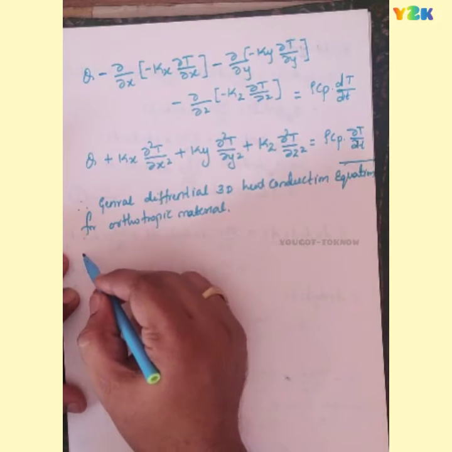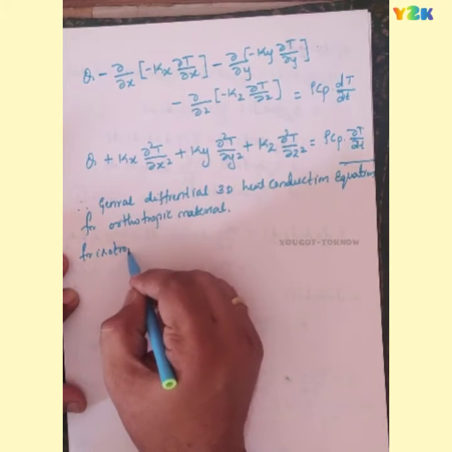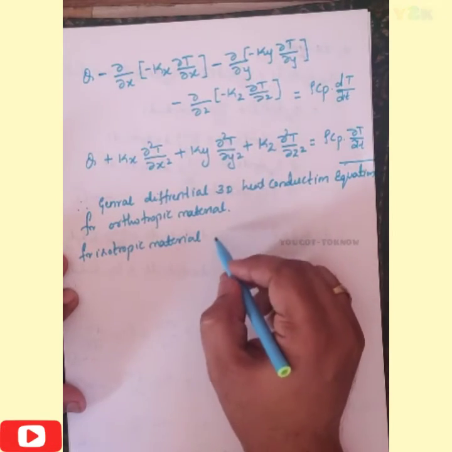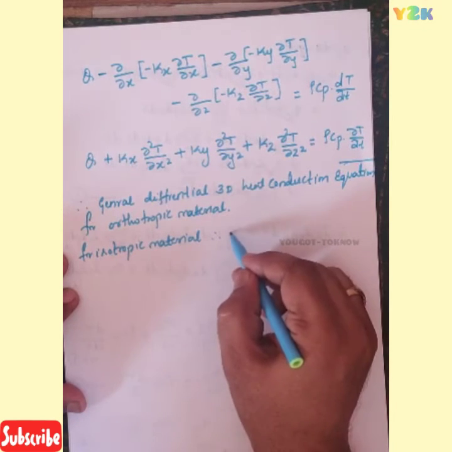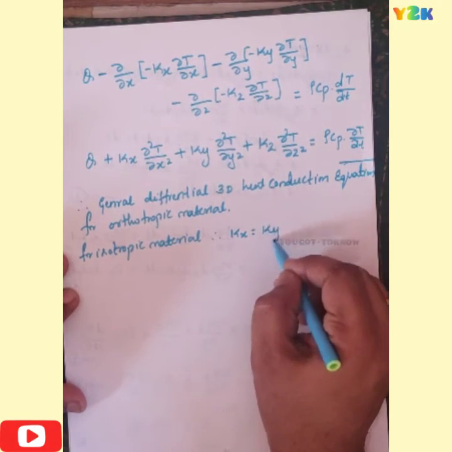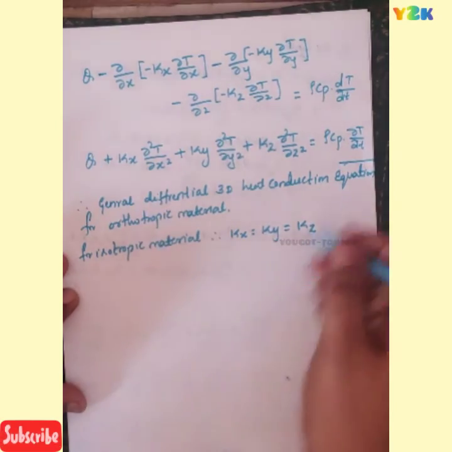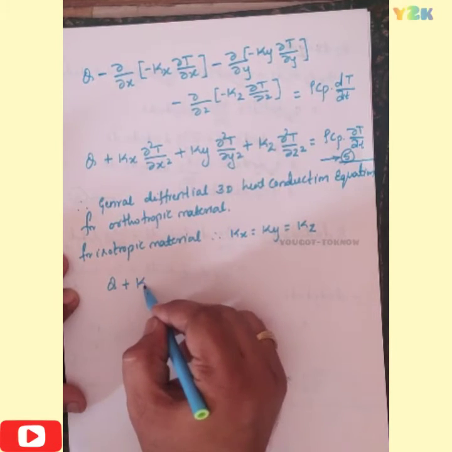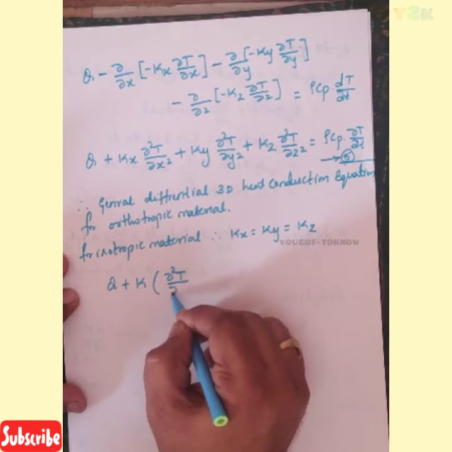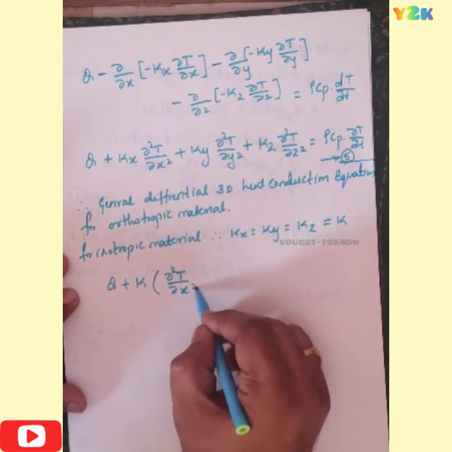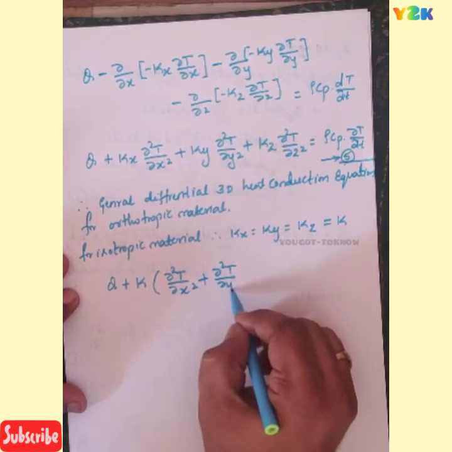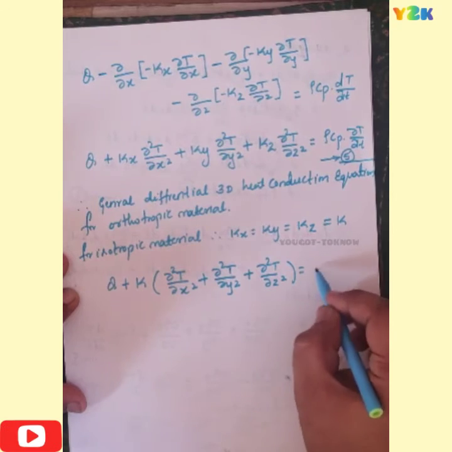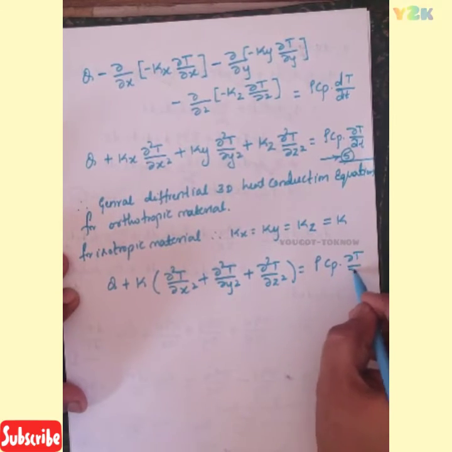Now, for isotropic material, what is isotropic material? The properties are independent of orientation, the properties will be the same. Because of this, kx equals ky equals kz. The above equation can be reduced into q plus k, you can take it common, ∂²T/∂x² plus ∂²T/∂y² plus ∂²T/∂z² equals rho cp into ∂T/∂t.